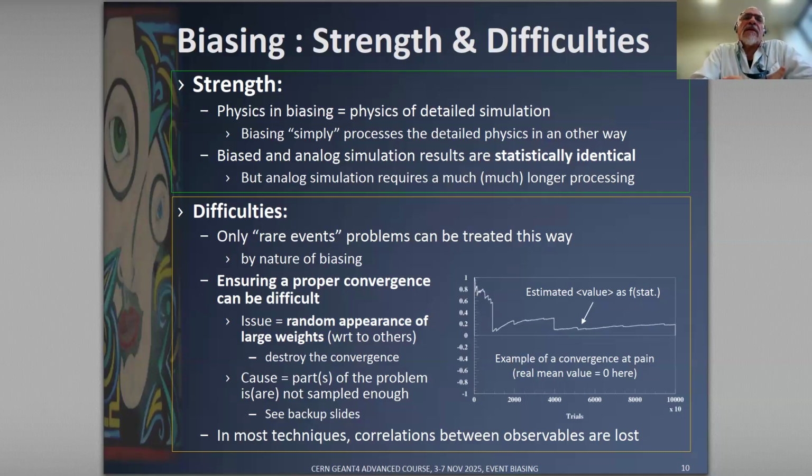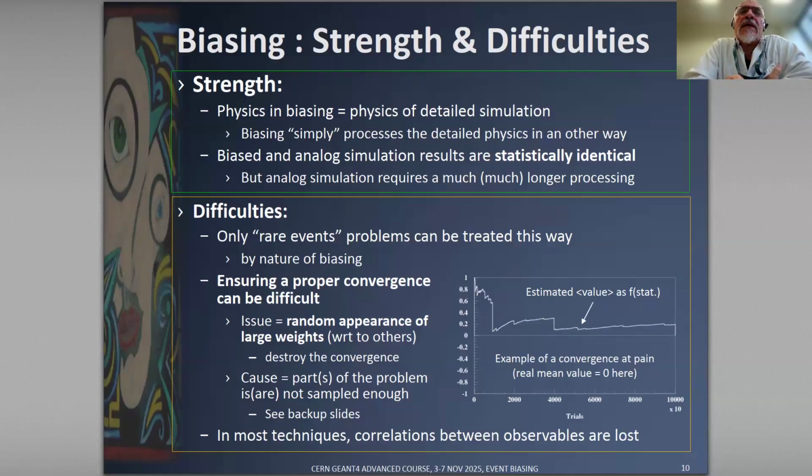The difficulty with biasing is that, as mentioned, this is dedicated to rare events, so only rare event problems can be treated this way. And the main difficulty is to ensure proper convergence, which sometimes can be difficult. The thing is that the tracks are given a weight, and these weights may sometimes have a large spread, which can cause problems. From time to time, you have a random appearance of weights which are very large compared to the other weights you have scored up to now.